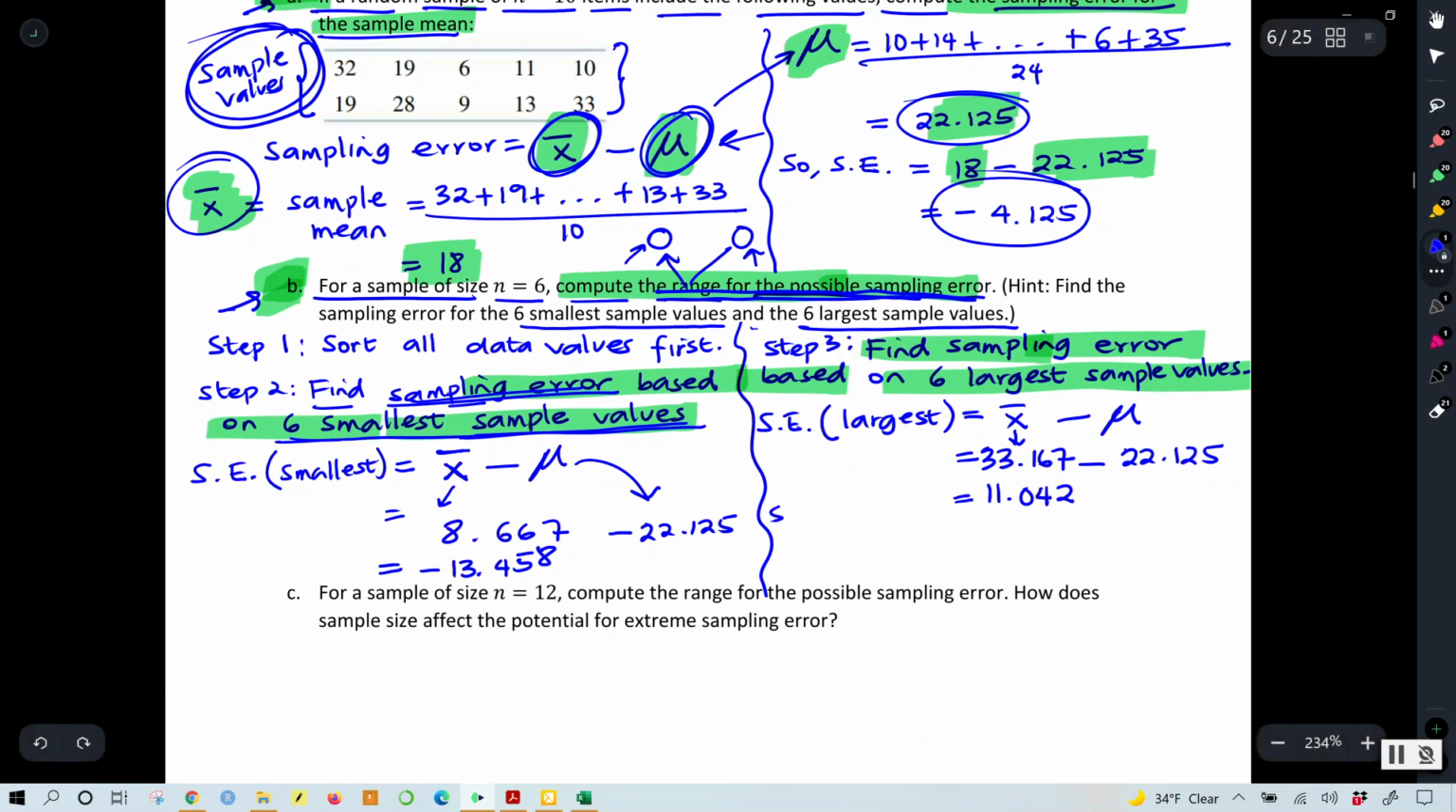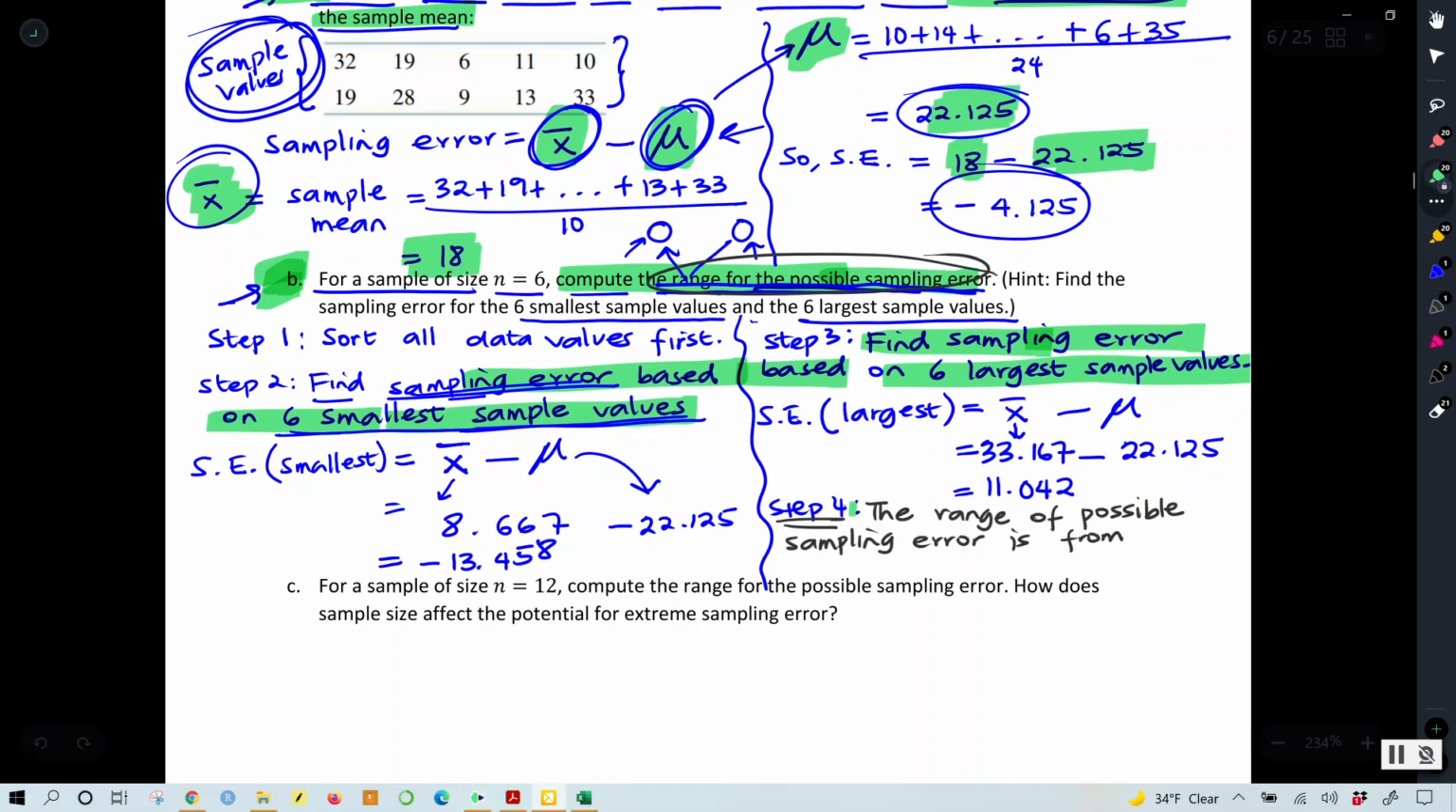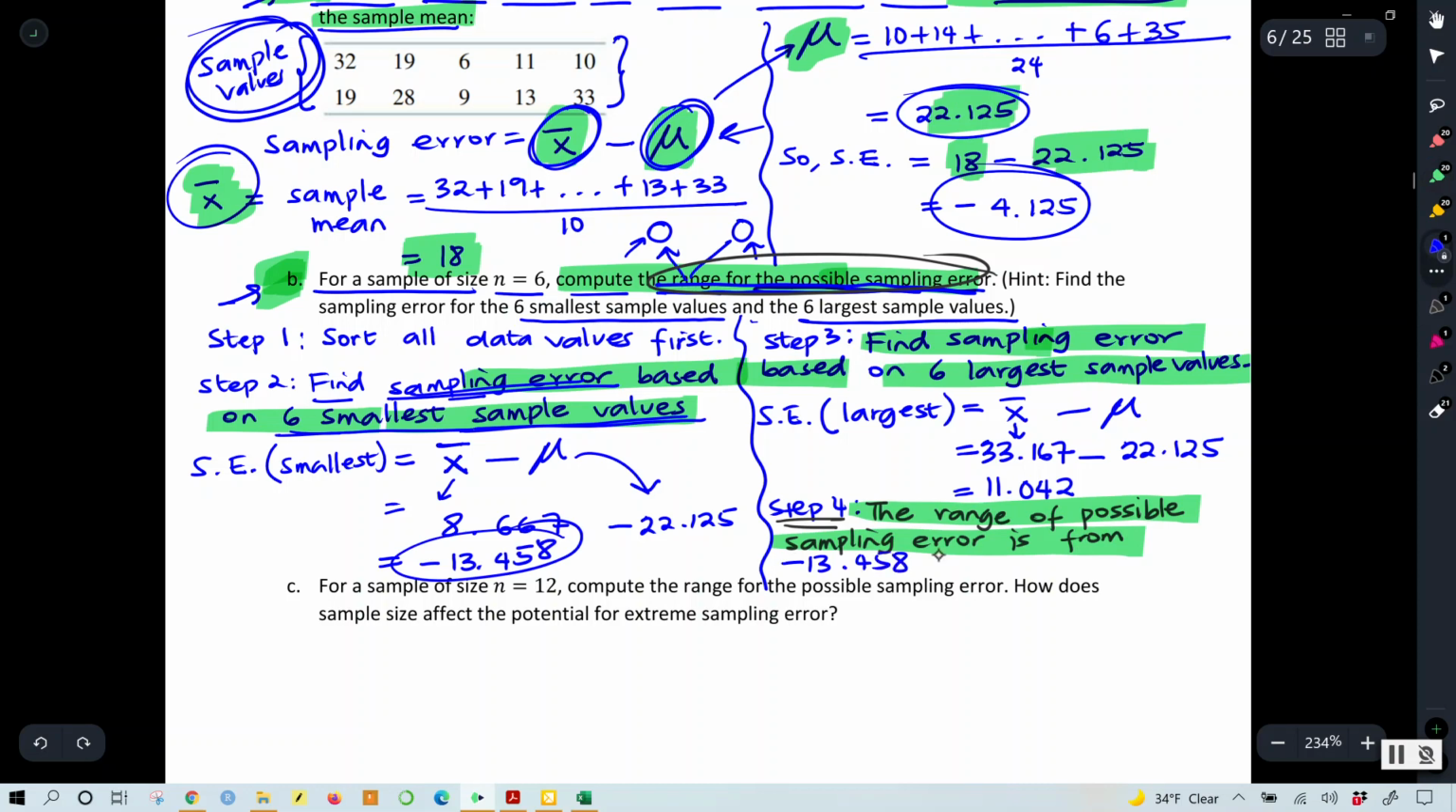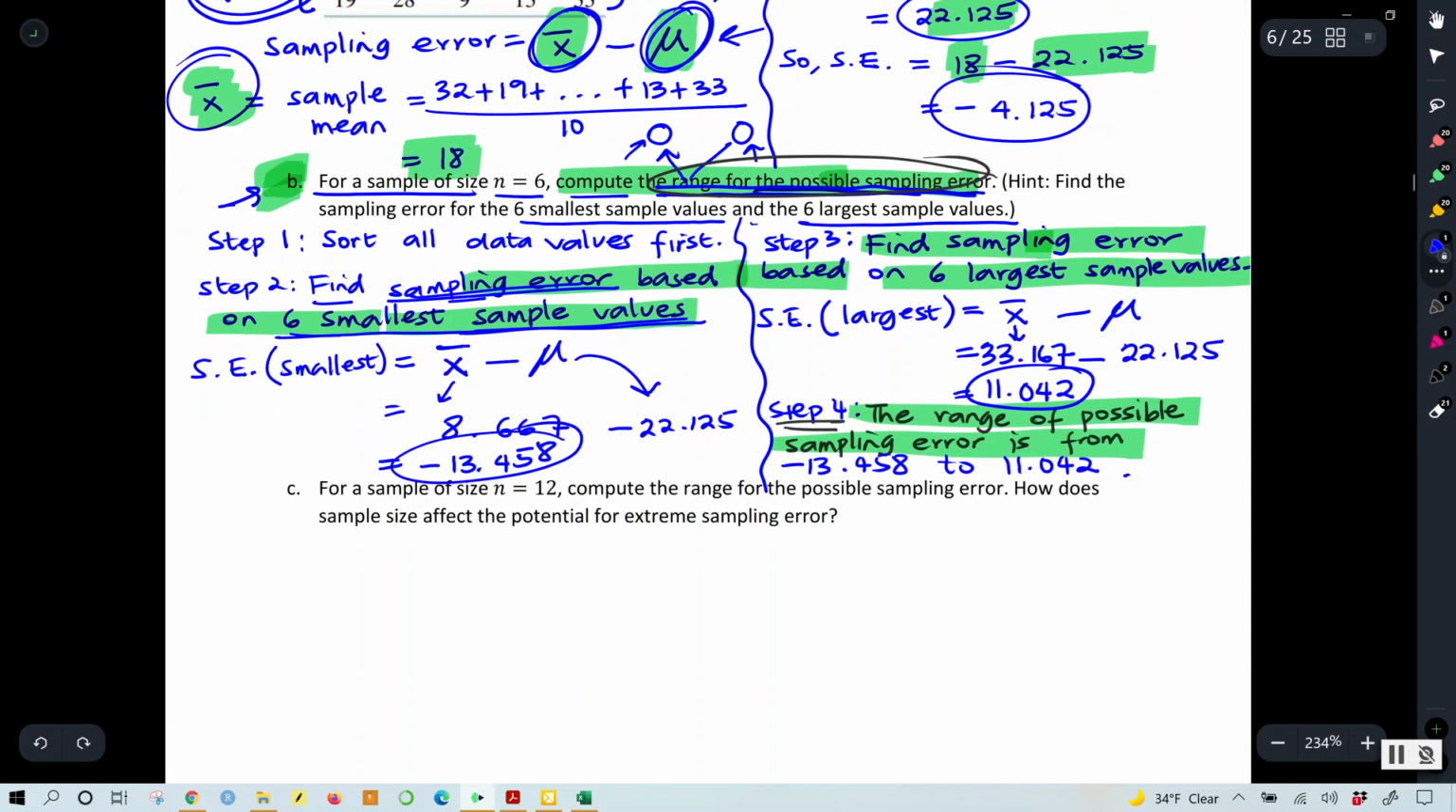Okay, so for step 4, we are ready to state our final answer. The range of possible sampling error is from the least value, negative 13.458, to 11.042. Then we advance to question C.